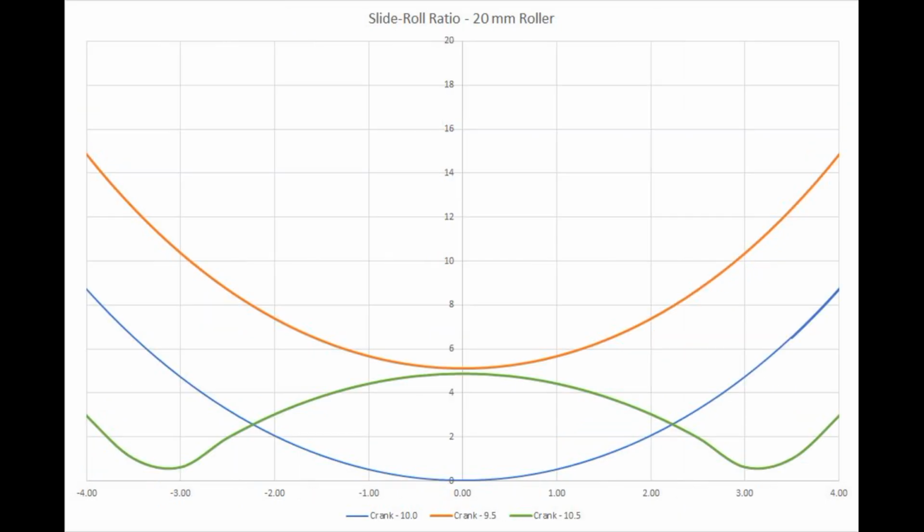It's possible to make small adjustments to the crank radius of the driving pin to values of PCD plus or minus 1mm. In this case, the slide roll ratio at mid-stroke is not 0, but note that the sliding at the mid-stroke position will be in opposite directions, depending on whether the crank radius is greater or lesser than the PCD.